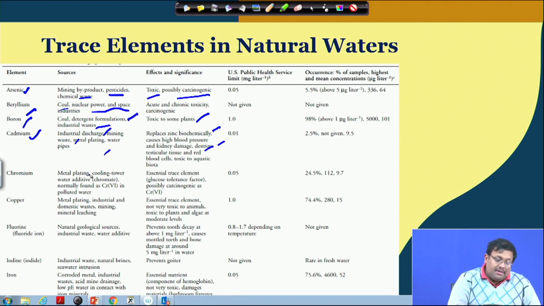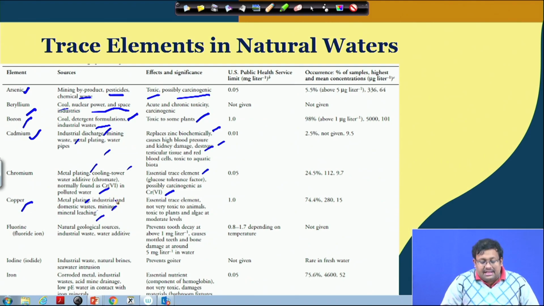Chromium can be found in metal plating and as a cooling tower water additive, or chromate, and is normally found as chromium 6 in polluted water. Obviously, it is an essential trace element because it produces the glucose tolerance factor. However, Cr6 is considered a possible carcinogen. Copper is also found in metal plating, industrial and domestic wastes, mining and natural mineral leaching. It is an important essential trace element, not very toxic to animals, but toxic to plants and algae at moderate levels.